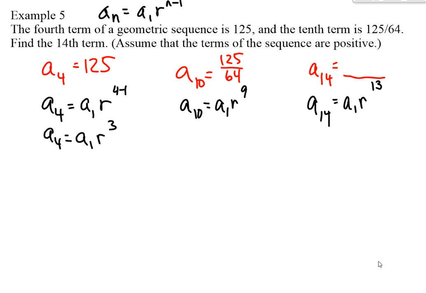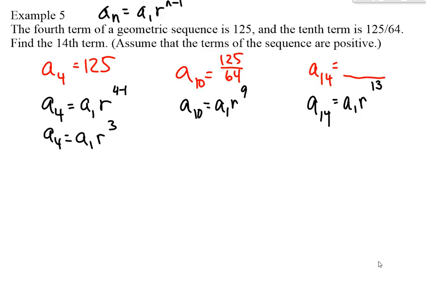Okay, so these are the notes for 9-3, geometric sequences and series. It's a continuation from Thursday, 4/27, and it is 4/28 right now. We are looking at a problem that we had just started to get a little grasp of on Thursday. The fourth term of the geometric sequence is 125. The 10th term is 125 over 64. We have to find the 14th term, assuming that all the terms are positive.